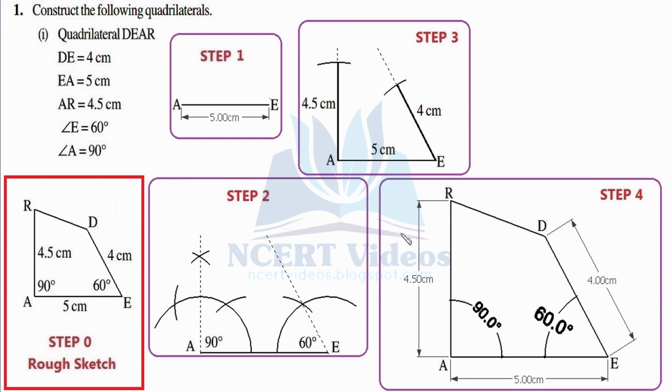In step number 4, our final step, it is just a matter of connecting both these vertices R and D. So we did the same in step number 4 and made our work tidy by jotting down all the measurements that were provided to us in the question itself. 90 degrees at vertex A, 60 degrees at vertex E. So the same has been depicted in our final step, and measurement of all the 3 line segments. So with this, we have constructed a quadrilateral DEAR, and that completes the first part of exercise 4.4, chapter 4, mathematics class 8th, practical geometry.